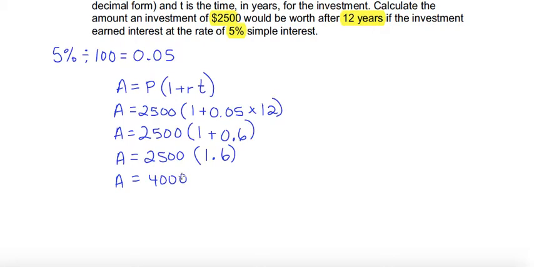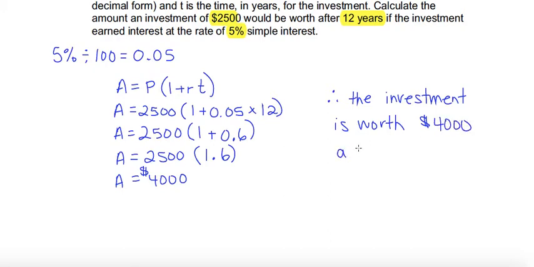Now you have to think about your units. This is a question that involves money, so we need to include our dollar sign in front of our 4,000. And every good word problem needs a therefore statement. Therefore, the investment is worth $4,000 after 12 years.